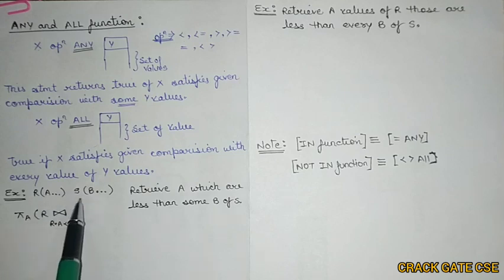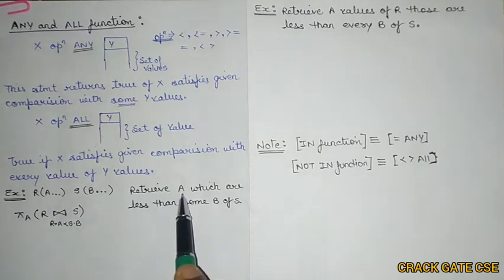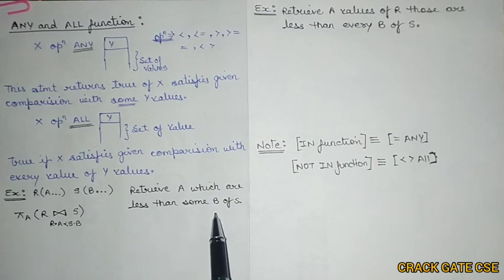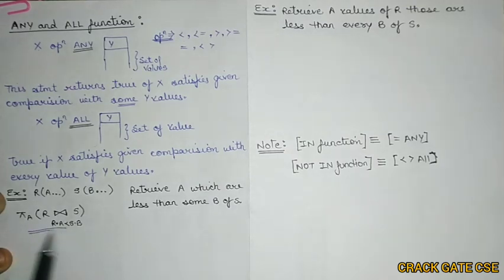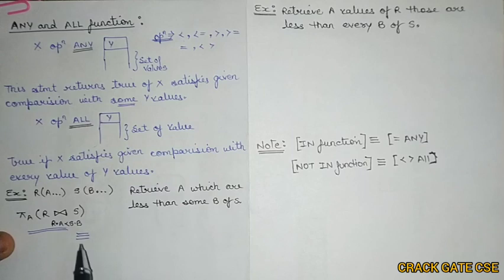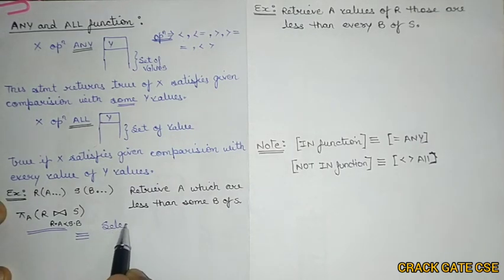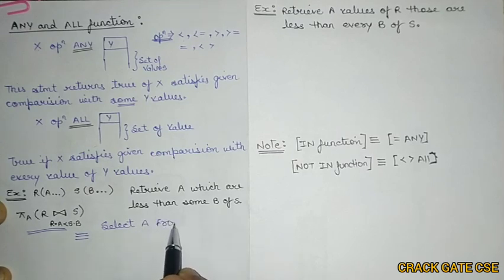Same example, I am taking two relations with a and b attributes, and I have to retrieve the a values of r which are less than some b values of s. The simple relational algebra query can be written like this. So how can we write the equivalent SQL query? We can write it as select a from r.